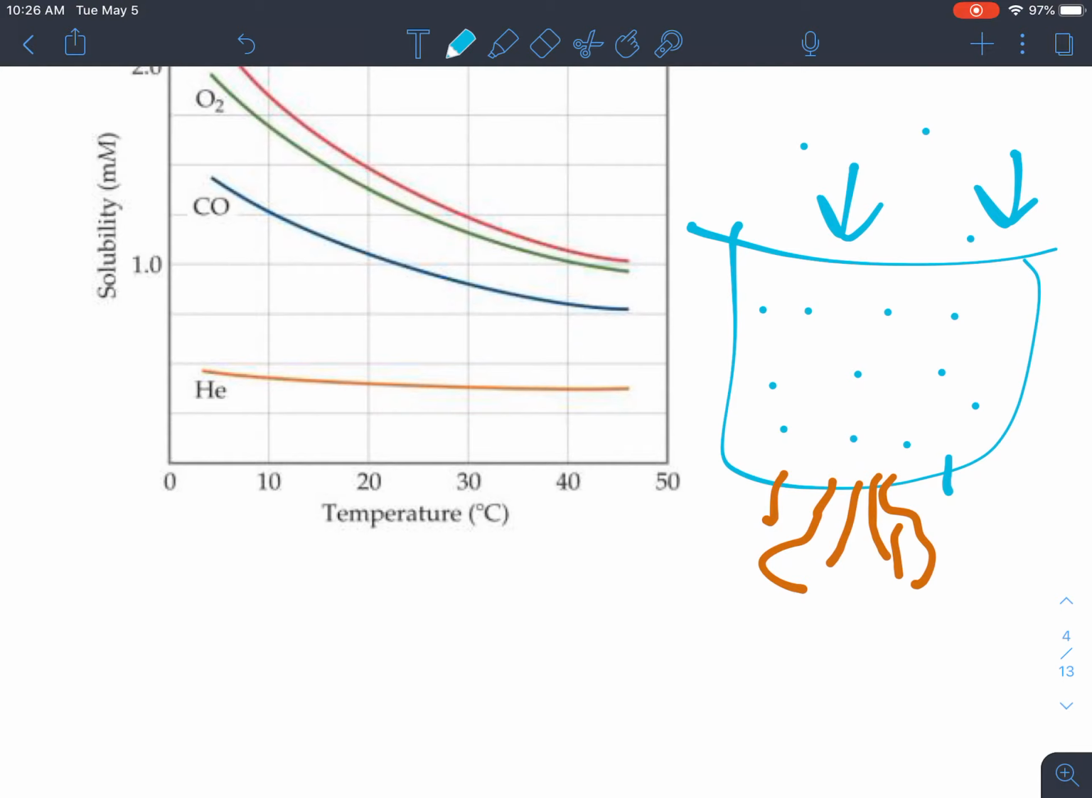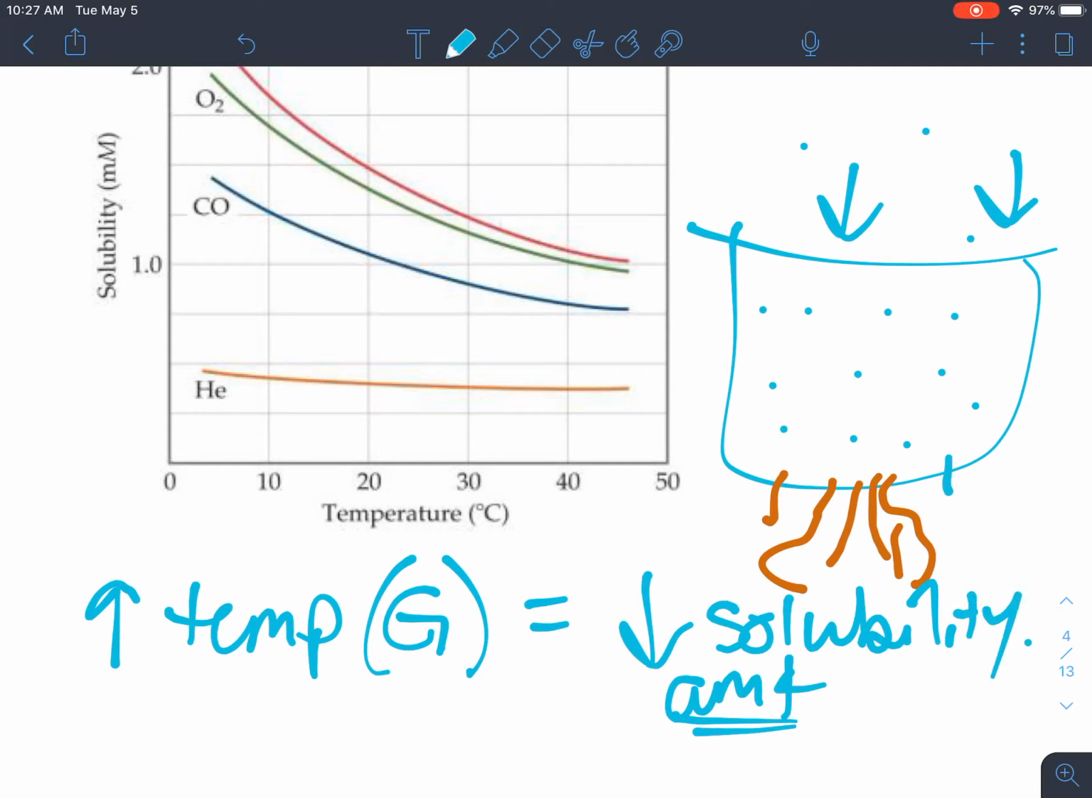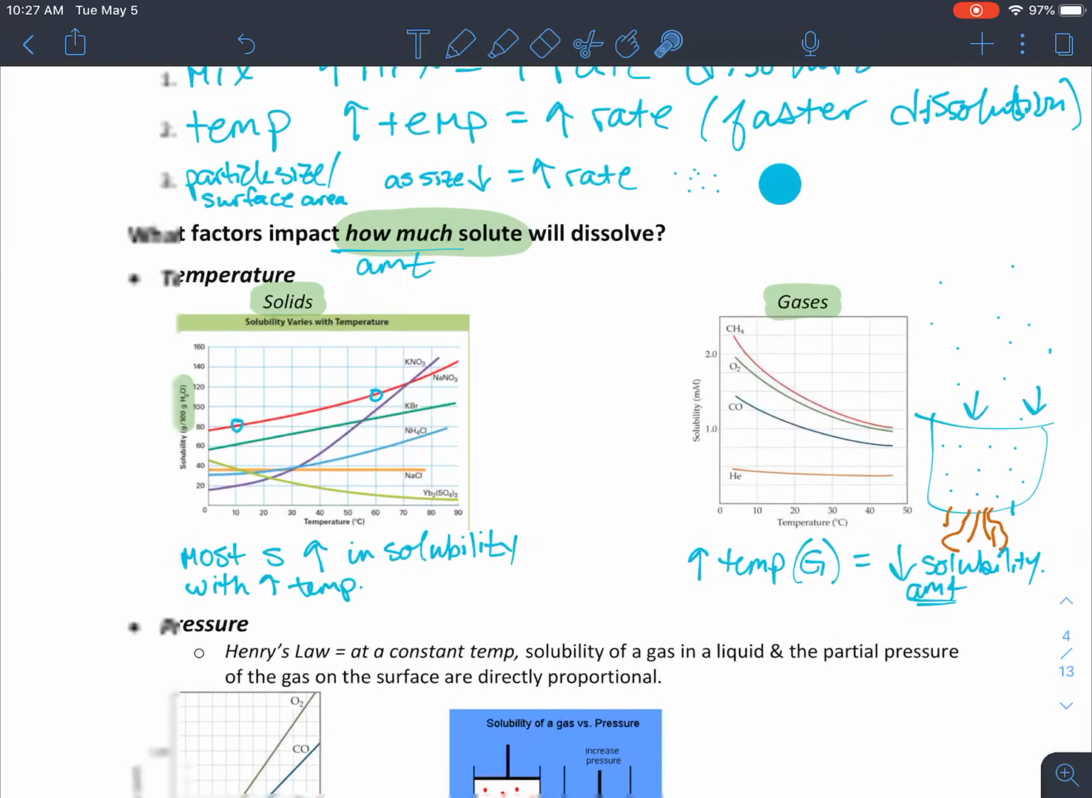Okay? So over here you can say the increase in temp of a gas dissolved in a liquid, you end up having a decrease in the amount of solubility. Again, it's because at high temperatures, those gases that are dissolved in the liquid are just going to evaporate out, and they no longer are able to be dissolved.